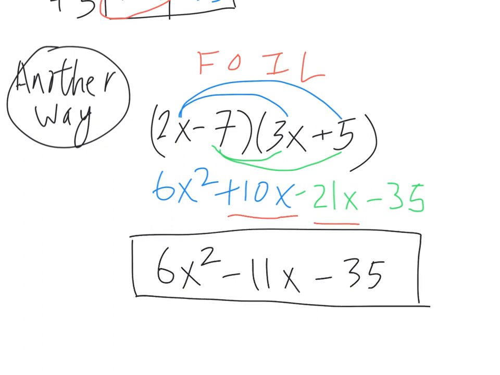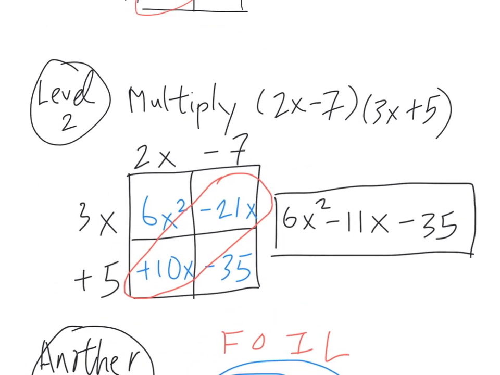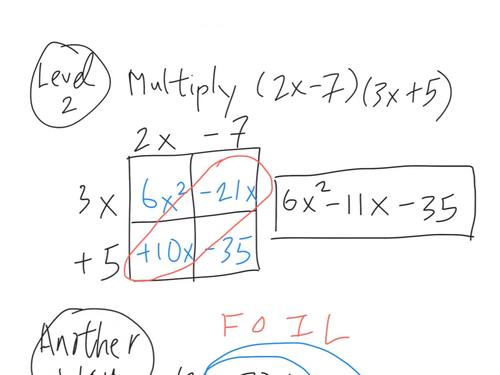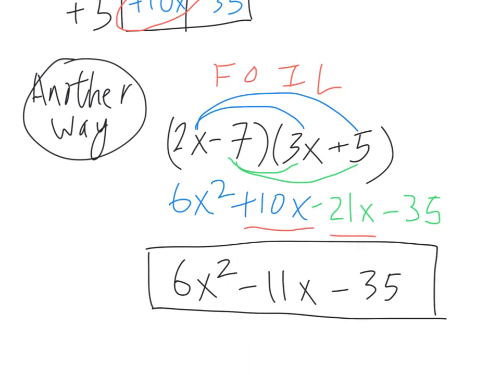So I don't know which way you like. I highly, highly recommend you choose the box method above. But hey, you know, we all like different things. We have different tastes. You like chow mein, I like fried rice. Doesn't matter. So maybe you like the FOIL method better. That's it for today. Have fun.